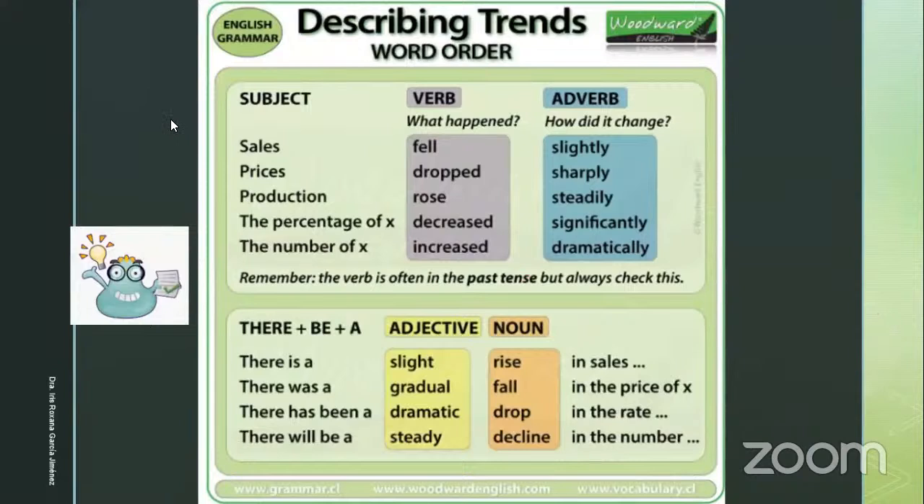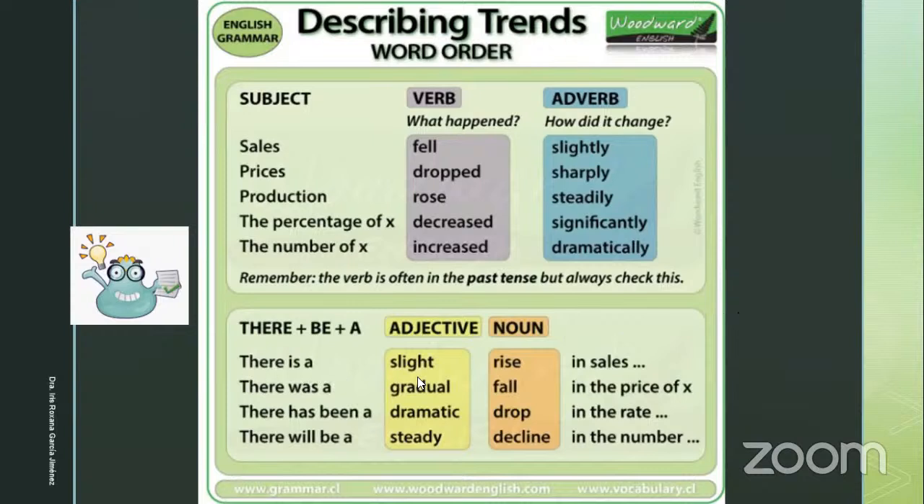This is a key grammar point, the word order when we describe trends. And we use the verb and adverb with the common changes we all know about. The verb is often in the past tense, but always check this. Consider this information. Subject, verb, and adverb. Well, another way we can use is there plus be plus an adjective, noun, and the complement.